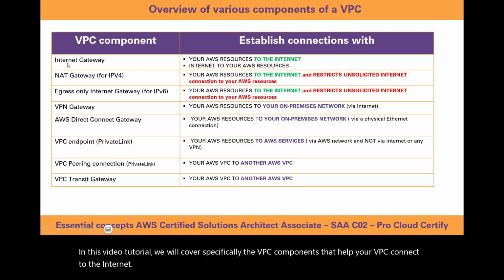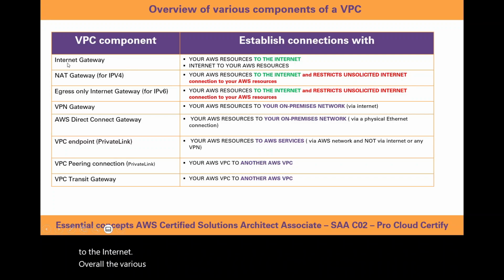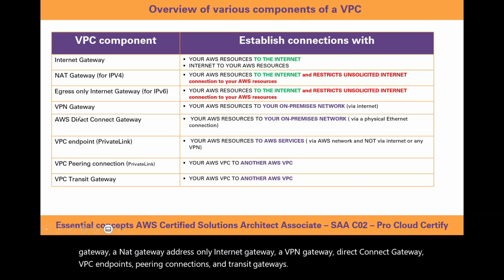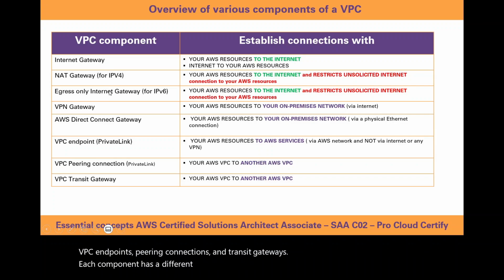Overall, the various VPC components that are found in your virtual private cloud are your Internet Gateway, a NAT Gateway, Egress only Internet Gateway, a VPN gateway, direct connect gateway, VPC endpoints, peering connections, and transit gateways. Each component has a different purpose. These three components of your VPC help your AWS resources connect to the internet.